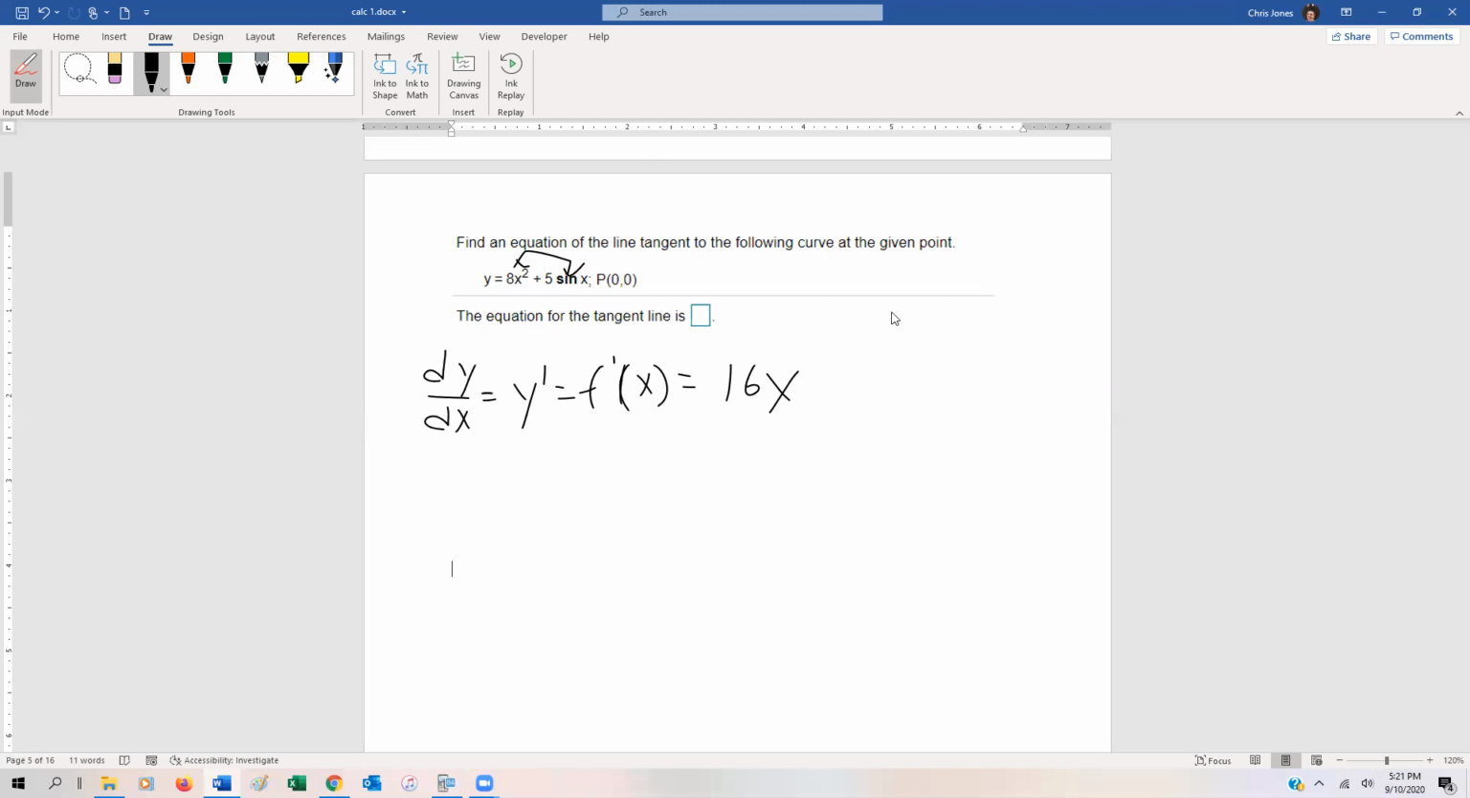So we just use the general power rule, and the derivative of 5 sine is going to be 5 cos of x. And what we're going to do is substitute 0 in for x, because we know that this is where x equals 0. So now we're going to find f prime at 0, which is 16 times 0 plus 5 cos of 0. Right. And remember, 0 means 0 radians.